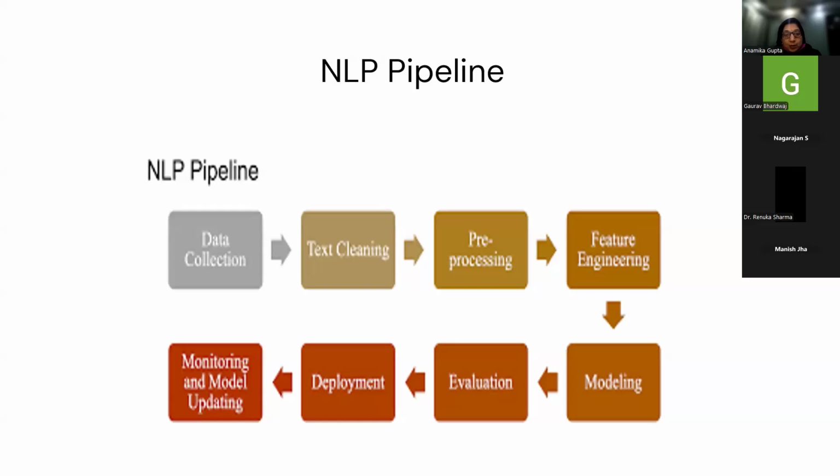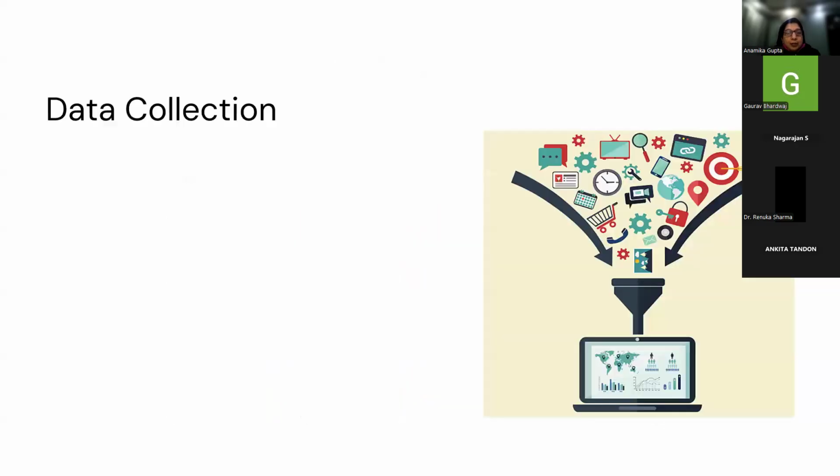So these four steps, modeling, evaluation, deployment, and monitoring, may be the same in many of the techniques, but the data collection, cleaning, pre-processing, and feature engineering may be different in different problems. So when we talk about text analytics, we are talking about these steps related to the text.